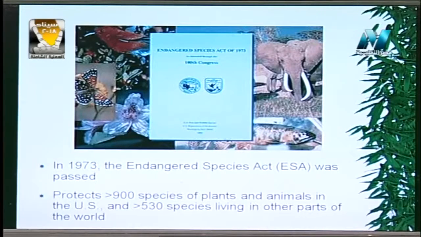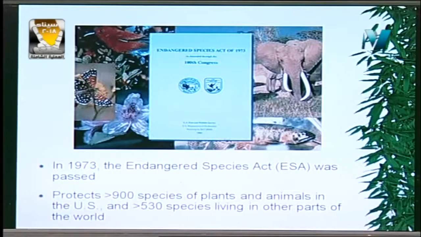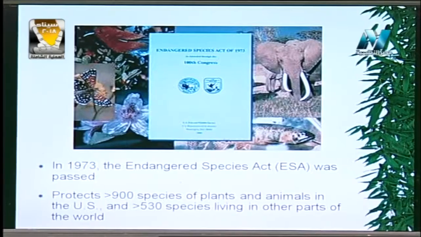So, in 1973, the Endangered Species Act was passed. It's a kind of law. It protected about 900 species of plants and animals in the USA and 530 species living in other parts of the world. So this act was passed to protect about 900 of them only in the USA and about 530 in the rest of the world. So these are some positive steps. Yes, of course, they have made some positive steps toward this.